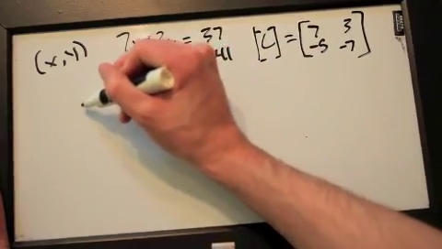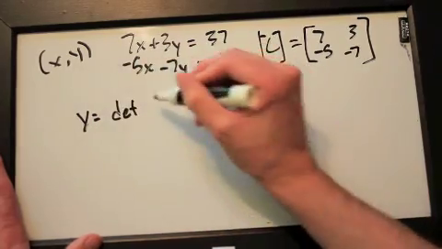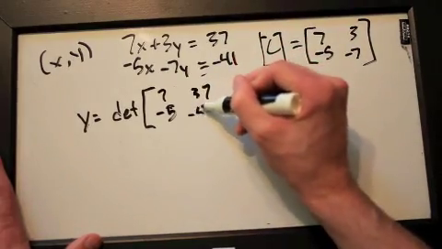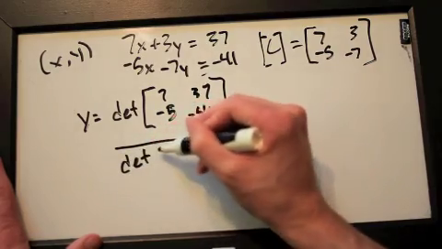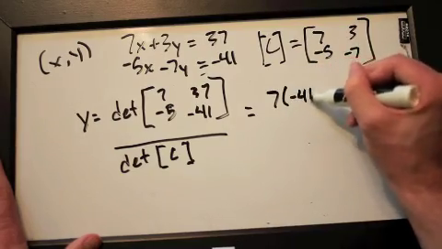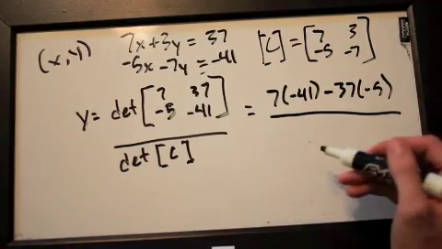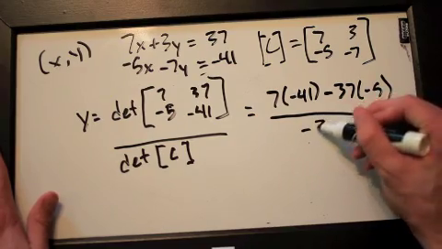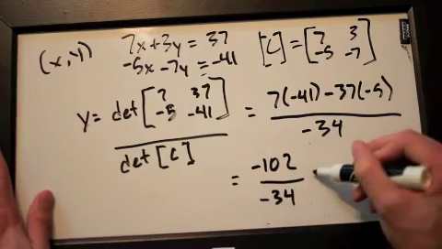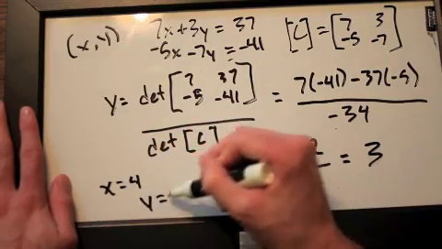Now, let's keep this number in mind and let's solve for y. Again, we're looking for y, so we're going to use the x coefficients in the x spot. So it goes 7, -5, and then our answers, 37 and -41. All of that over the determinant of our coefficient matrix again. So, up top, we've got 7 times -41 minus 37 times -5. All of that over the determinant of our coefficient matrix, which we figured out when we solved for x was -34. Up top, this will simplify down to -102 over -34, and our y solution is 3. So, our final answer would be x equals 4 and y equals 3.